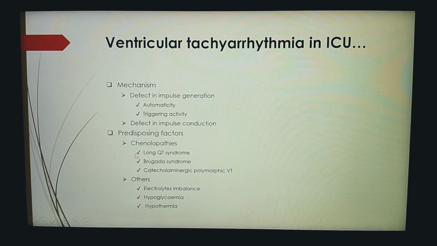Ventricular tachycardia may sometimes be associated with various types of channelopathy, especially long QT syndrome, Brugada syndrome, catecholaminergic polymorphic ventricular tachycardia, and electrolyte imbalance, of course, hypoglycemia, hypothermia, electrolyte imbalance. All types of electrolytes may cause arrhythmia, especially potassium, hypokalemia or hyperkalemia, hypomagnesemia or hypermagnesemia, hypercalcemia, hypocalcemia, except for sodium. Sodium is less likely to produce any arrhythmia.